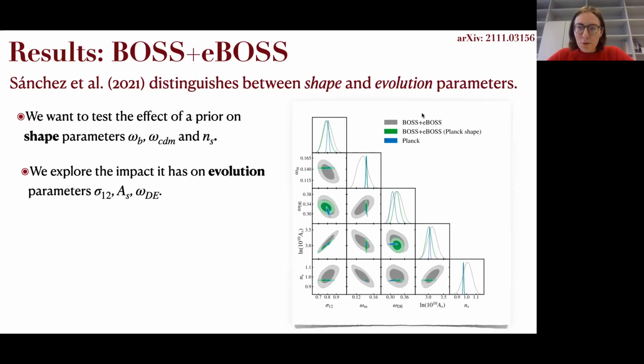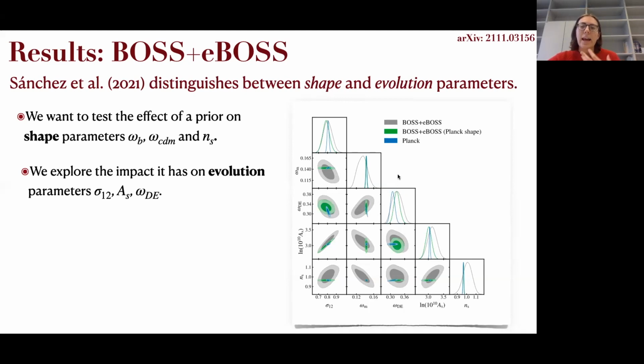In gray, I'm showing the wide prior analysis, the results you saw in the previous slide. In green, I am showing what happens when we impose these informative priors. And in blue, I'm showing Planck. If we take a look at the matter density and n_s constraints, you can see that they match Planck exactly, and this is by design. If we then take a look at the evolution parameters, we also see that everything is quite consistent. The dark energy density may be recovered a little bit higher than what Planck prefers, sigma_12 a little bit lower, but overall everything is looking pretty good.